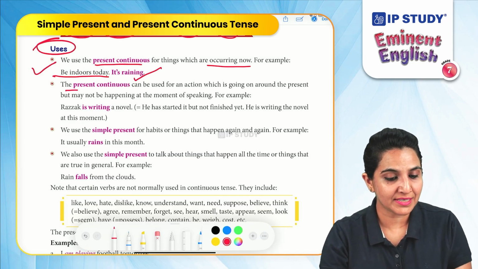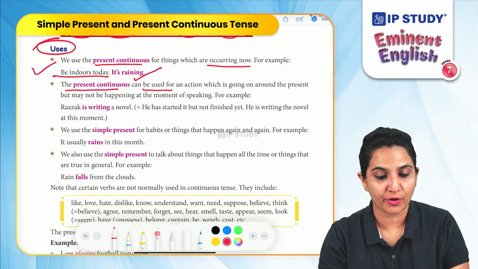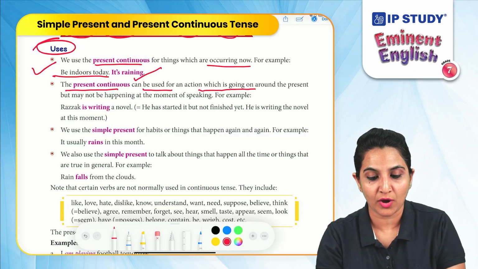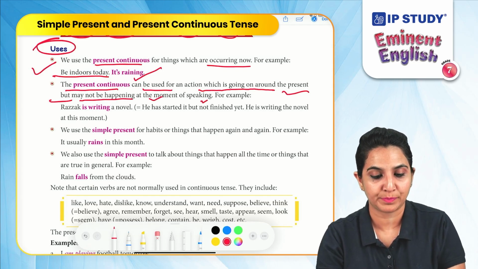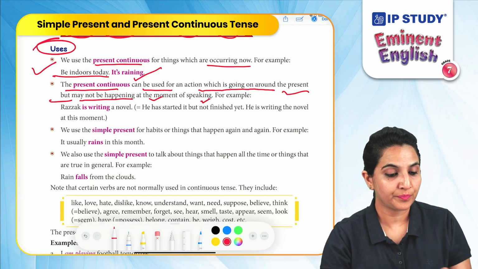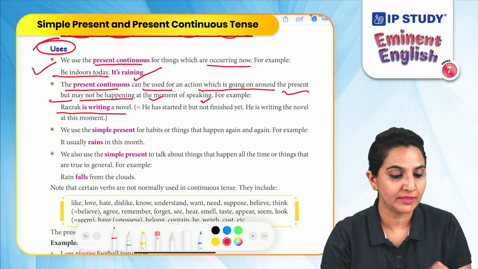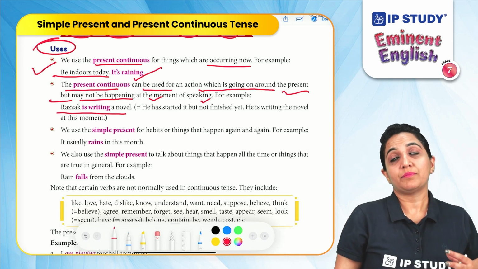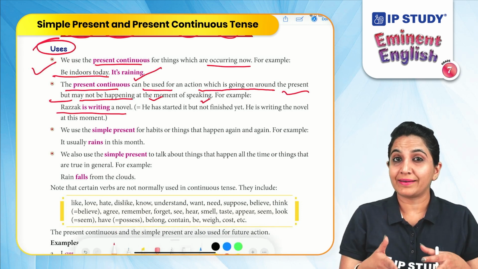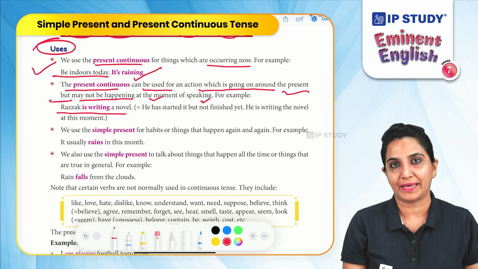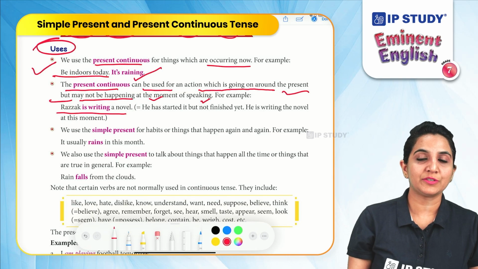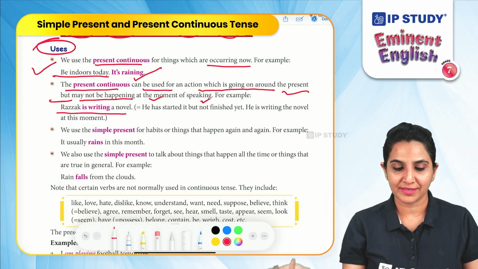The present continuous tense can be used for an action which is going on around the present but may not be happening at the moment of speaking. For example, Razak is writing a novel. Although the action is not happening right at the moment, it is happening around this time. So for that we use present continuous tense.